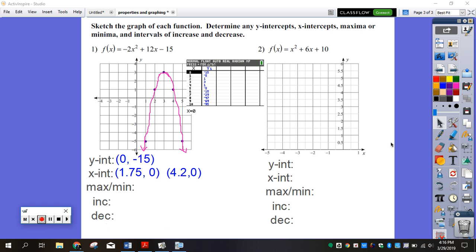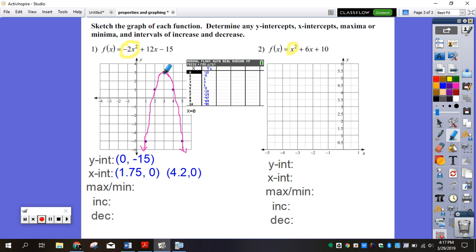So when you have a parabola, you will either have a maximum or a minimum. This parabola is opening downward, so I have a maximum. Another way I could have known that is from the a value. That's the coefficient for the x squared term. If it's negative, the parabola will point downward. For number 2, we have a positive squared term, so I know that number 2's parabola will point upward.